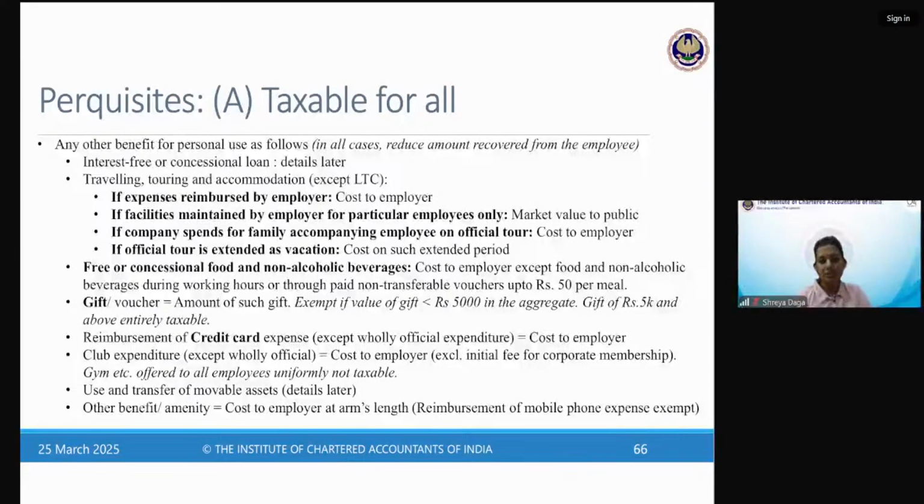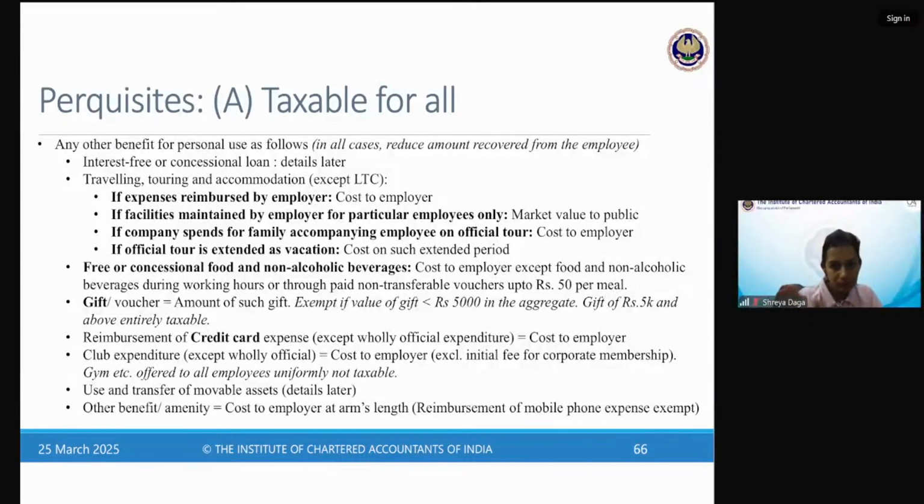Reimbursement of credit card expense. Many times they give you a corporate credit card, okay? If the credit card is given for official expense, they have given you a corporate credit card and they told you that you cannot make personal expenses. You only use this when I send you to places, when I make you do expenditure in the course of official duty, you swipe this card, you make the expenses, and then we will pay directly to the credit card company. Okay, and that is official expense.